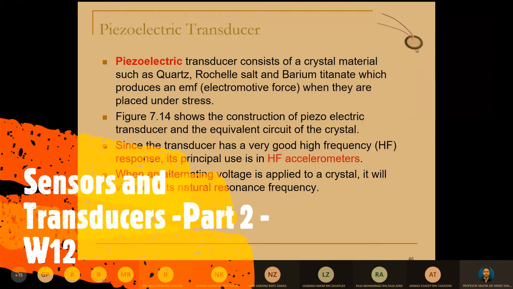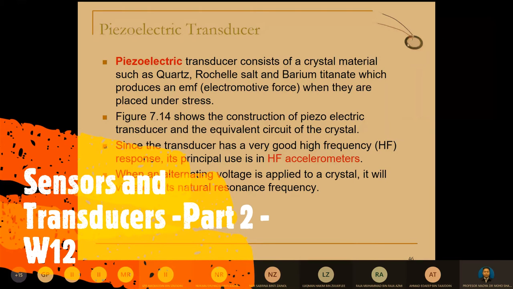Actually, in my research, I use this for communication underwater, because we use an acoustic signal. This piezoelectric will generate the EMF, or sometimes we call it the signal, the frequency, the resonance frequency. And then we can, for example, measure the depth underwater. We give the frequency, and this sensor gets the reflected frequency, and then we can measure the time, and from that we can convert it into the depth.